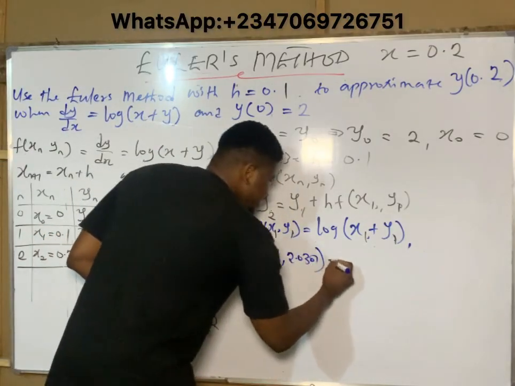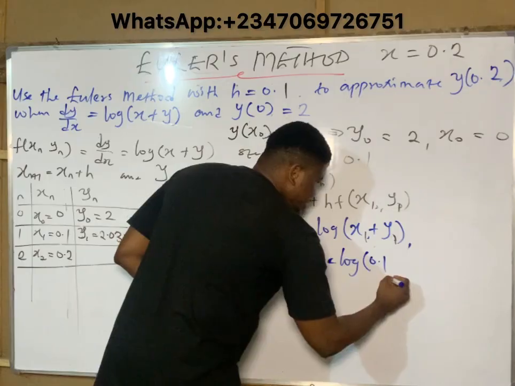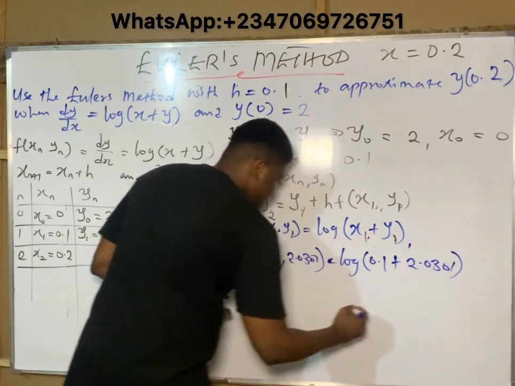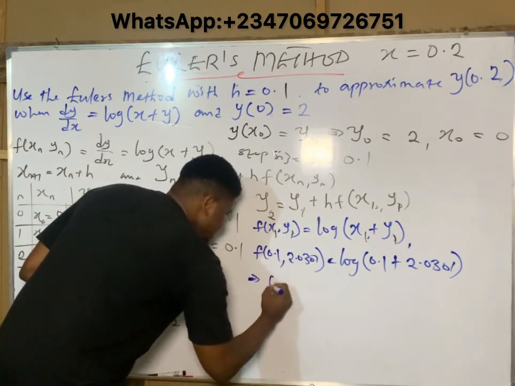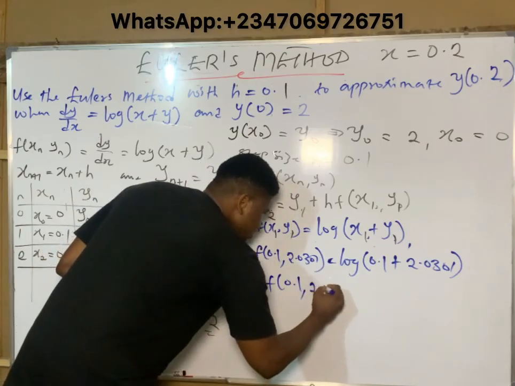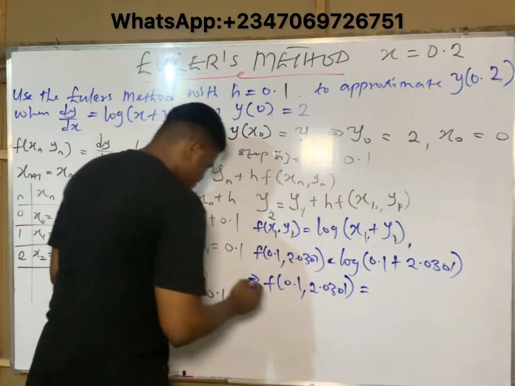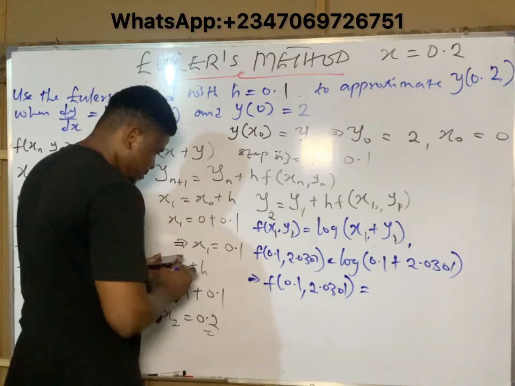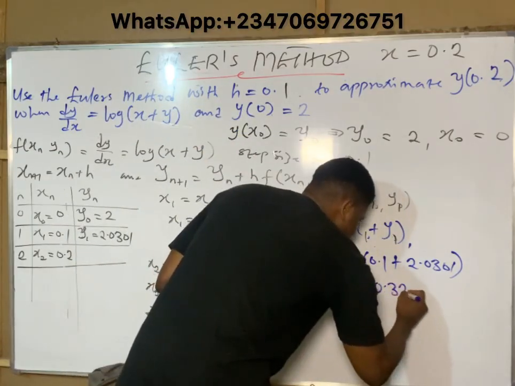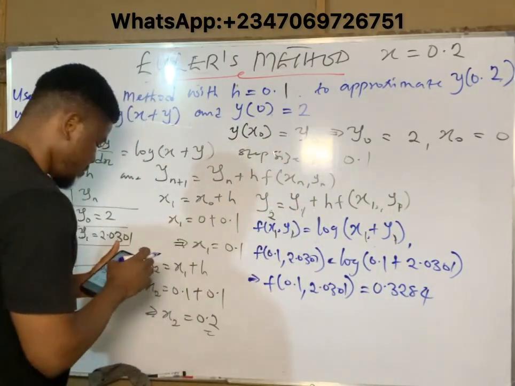And this is going to be log of x1, which is 0.1, plus 2.0301. So this implies that the given function at 0.1, 2.0301 is going to be equal to, so I will simply evaluate everything together. This gives me 0.3284. Okay, so always take to 4 decimal places.